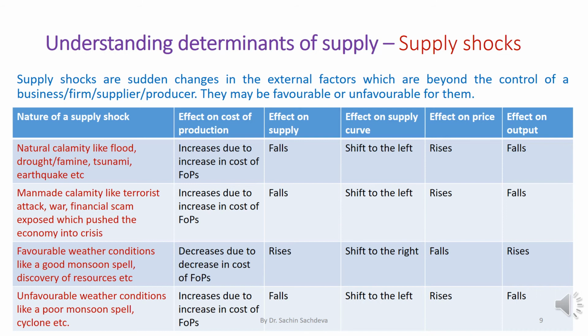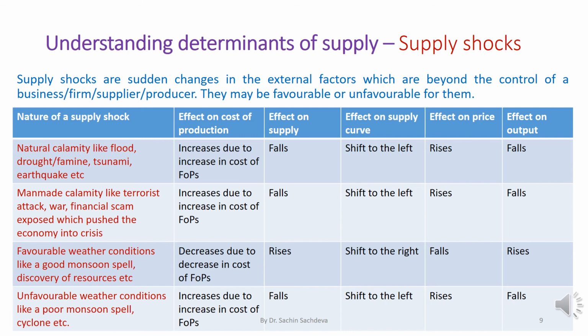The next determinant of supply is supply shocks. We were discussing earlier, supply shocks are the external factors which are beyond the control of business, sudden changes in the external scenario, which may be favorable for some businesses, may be unfavorable for some businesses, and accordingly they may affect the supply of the product in various markets. Some of the supply shocks are listed here and their effect on the cost of production, the supply curve, price, and output.